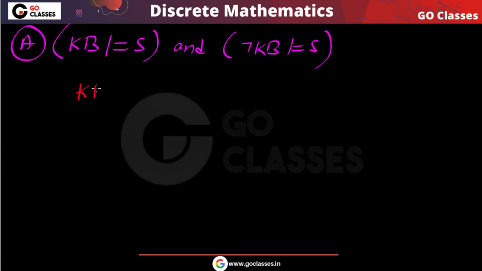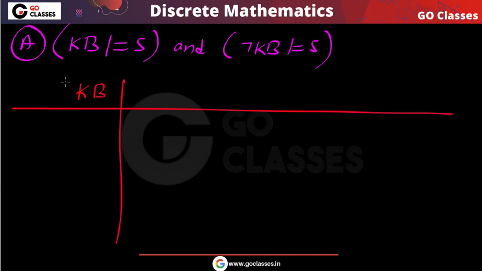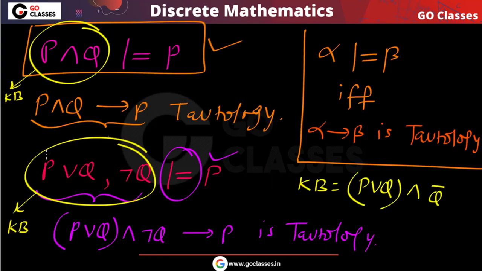You know the knowledge base is nothing but some expression over some propositional variables. We don't know what these propositional variables are, so let's assume some, because we know that the knowledge base is some expression, as we have already seen. For example, in this example you can notice this is the knowledge base.